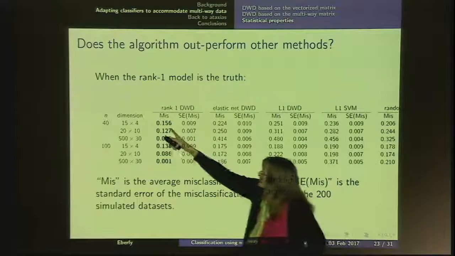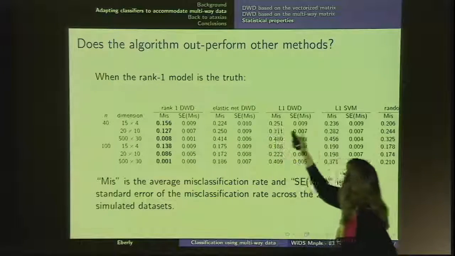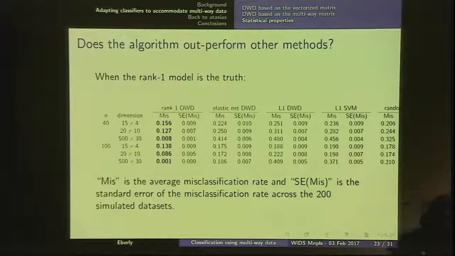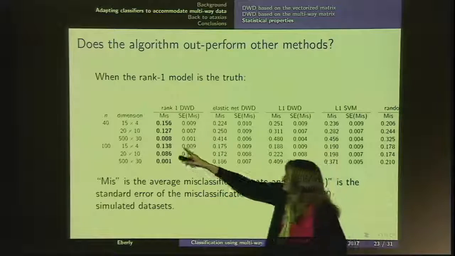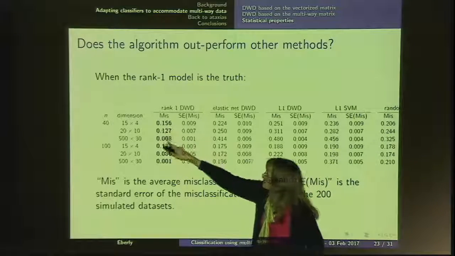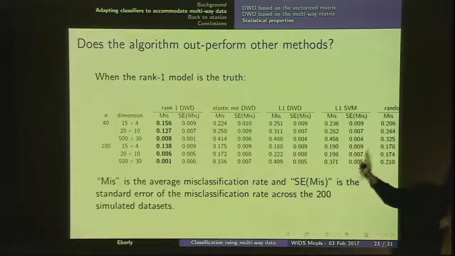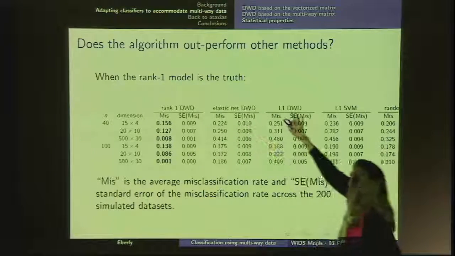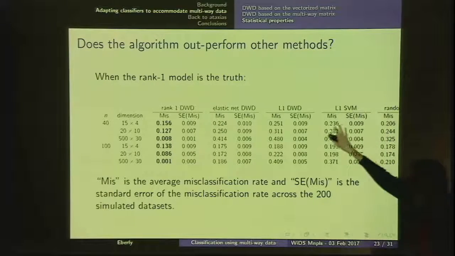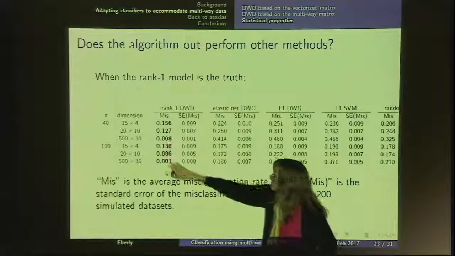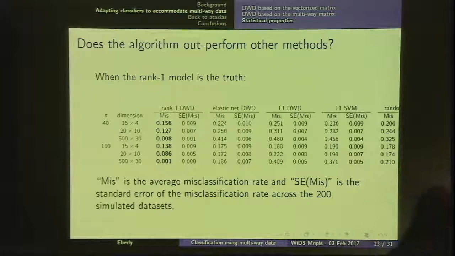So here, these are the misclassification rates averaged across 200 independent realizations. We have the sample size and the dimensions, and you can see that the rank 1 here, this is all rank 1 is the truth. All the simulations here are rank 1 is the truth. So these are all fitting full rank models using different algorithms. And so the misclassification rate is the smallest when we're fitting the correct model. So none of that is surprising. If we didn't see that, we would be very worried.